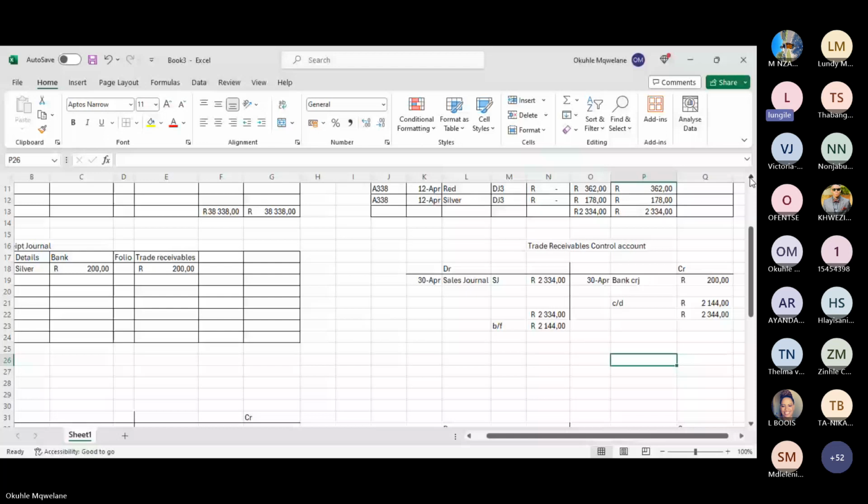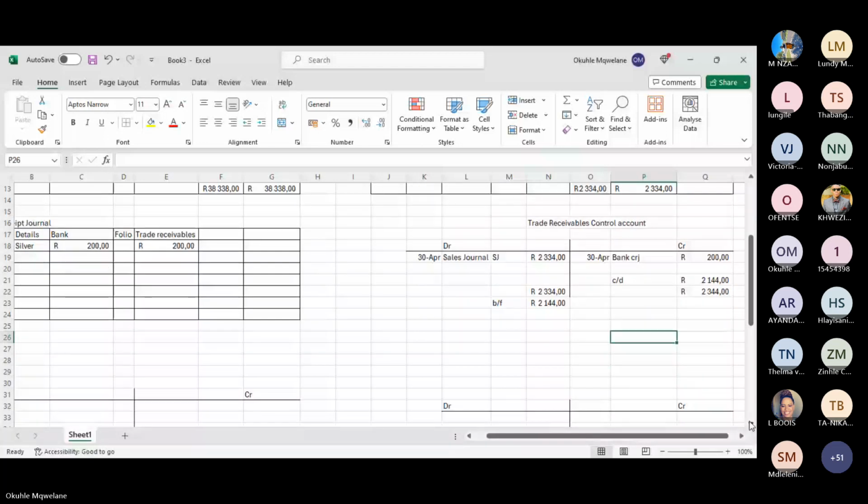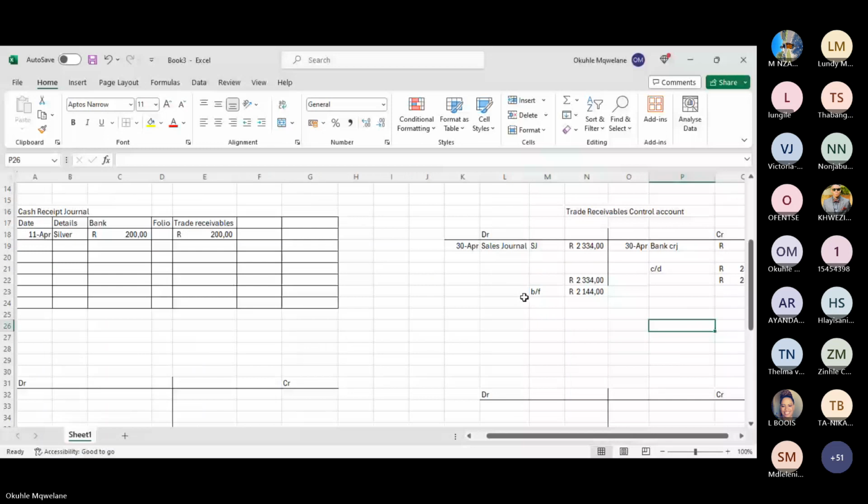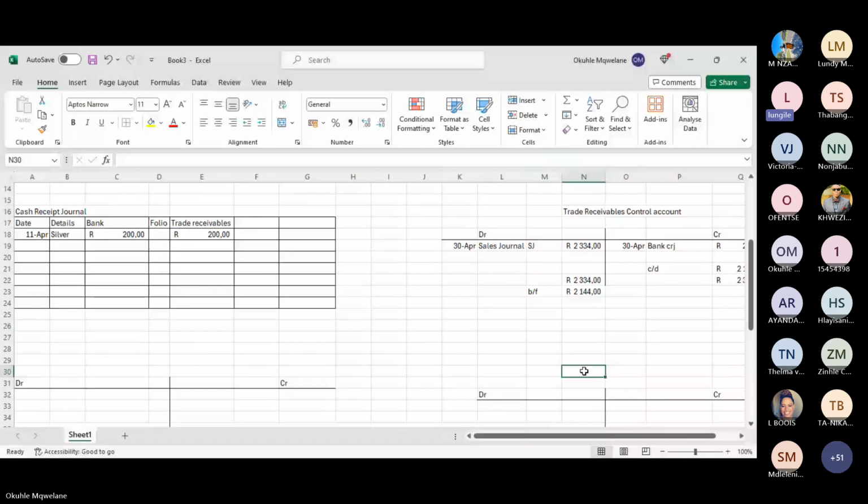Okay, guys, now we're opening the trade payables one, right? Yes, we are. There's still a hand up. Can someone try and unmute her or him? I'm not sure.